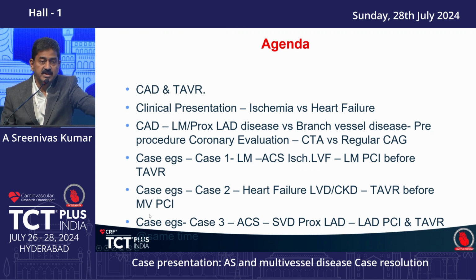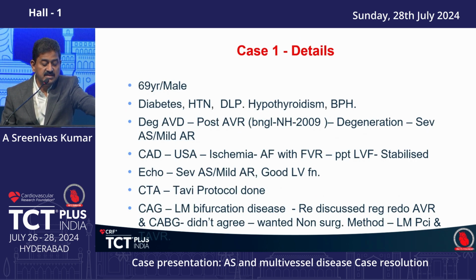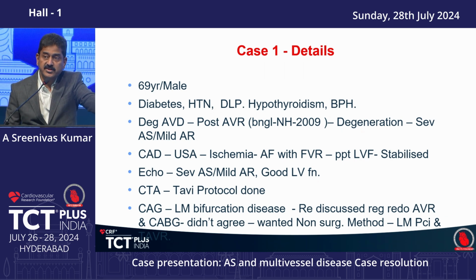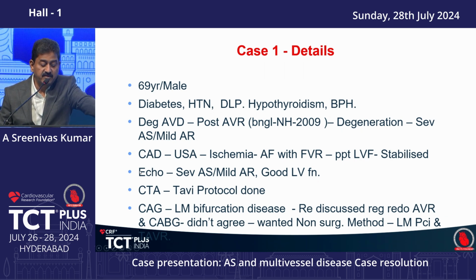We will have a very brief presentation followed by about 5 minutes of discussion and interaction, and then tell you finally what we did. This is a 69-year-old male patient, diabetic, hypertensive, dyslipidemic, with hypothyroidism, and severe degenerative aortic valve disease. But if you see the history, post-AVR 2009.